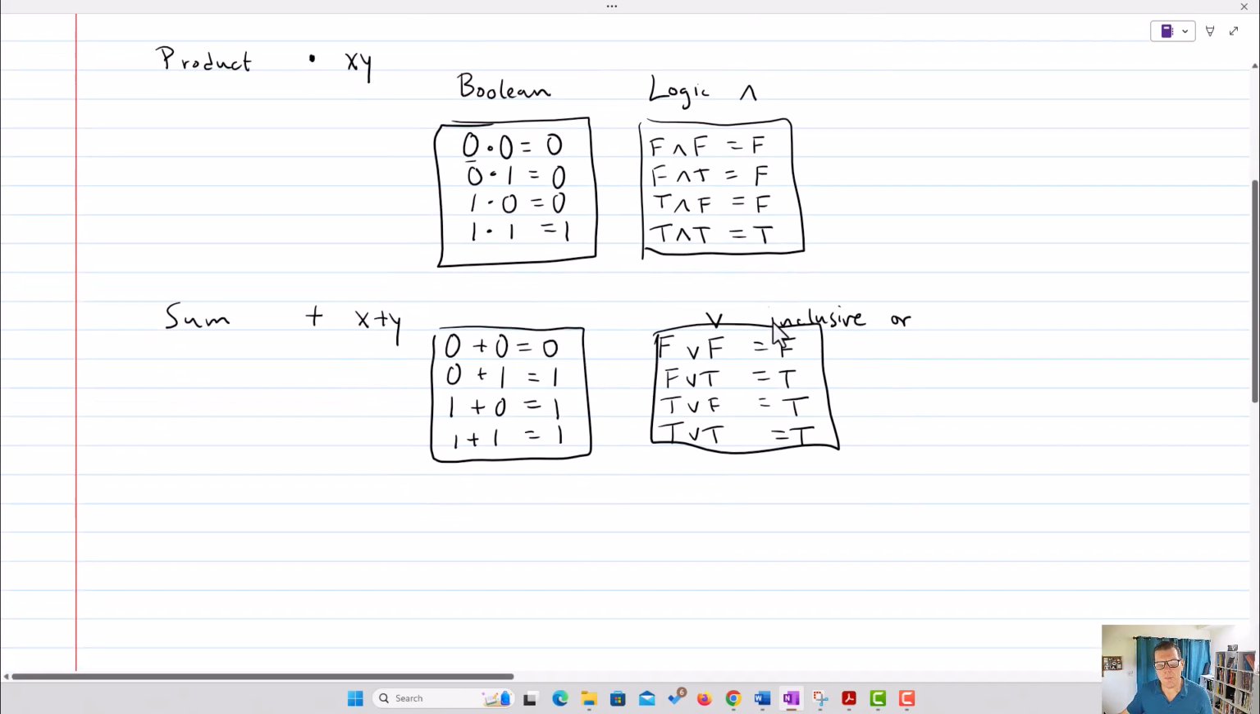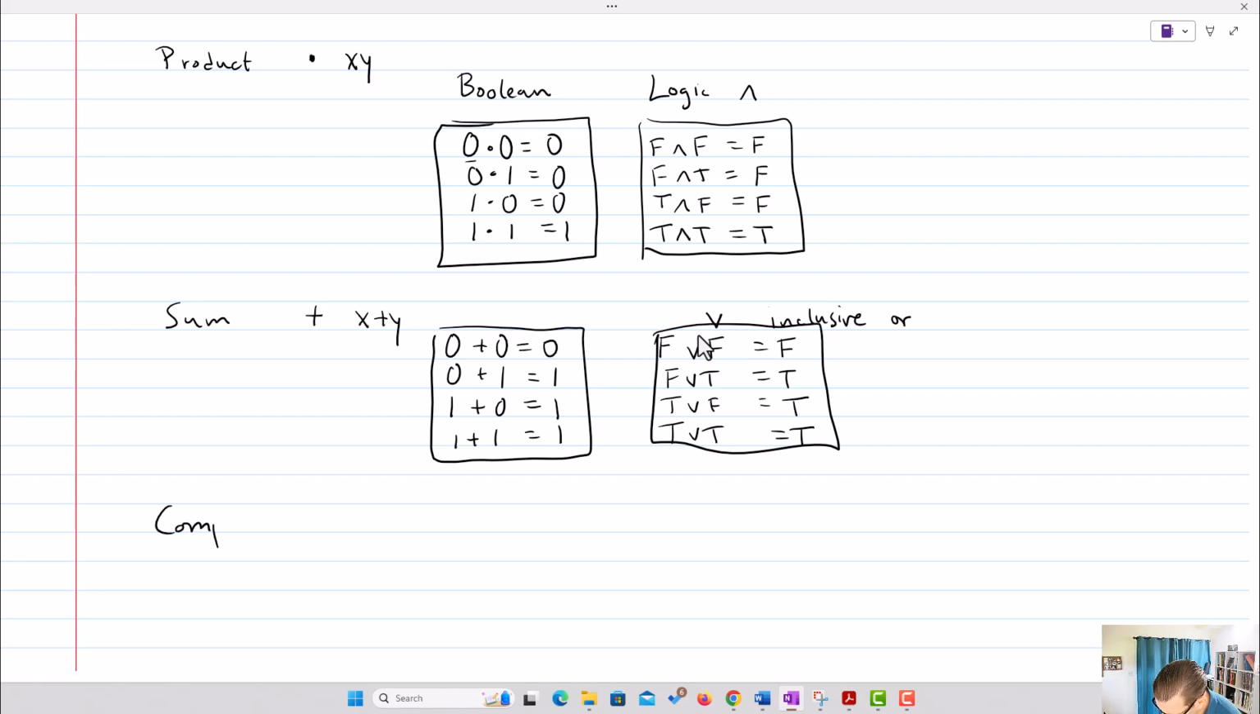Now we have one more, and that's our complement. The complement is going to be represented by a bar, and we'll see it as x bar. What we're going to get is that 0 complement equals 1, and 1 complement equals 0. So basically the opposite.